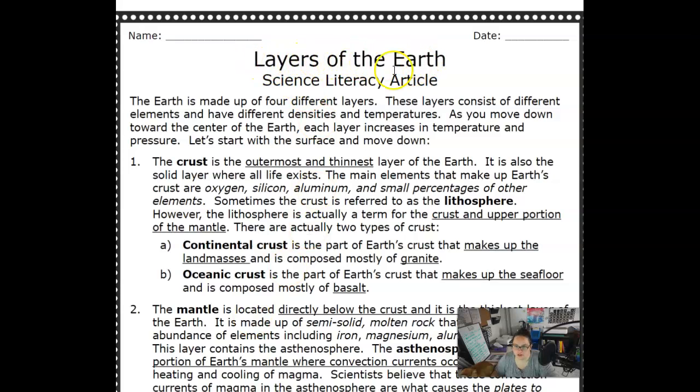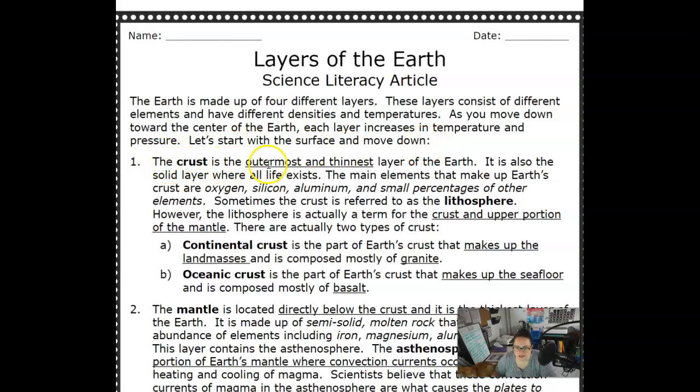Layers of the Earth, Science Literacy article. The Earth is made up of 4 different layers. These layers consist of different elements and have different densities and temperatures. As you move down toward the center of the Earth, each layer increases in temperature and pressure. Let's start with the surface and move down.